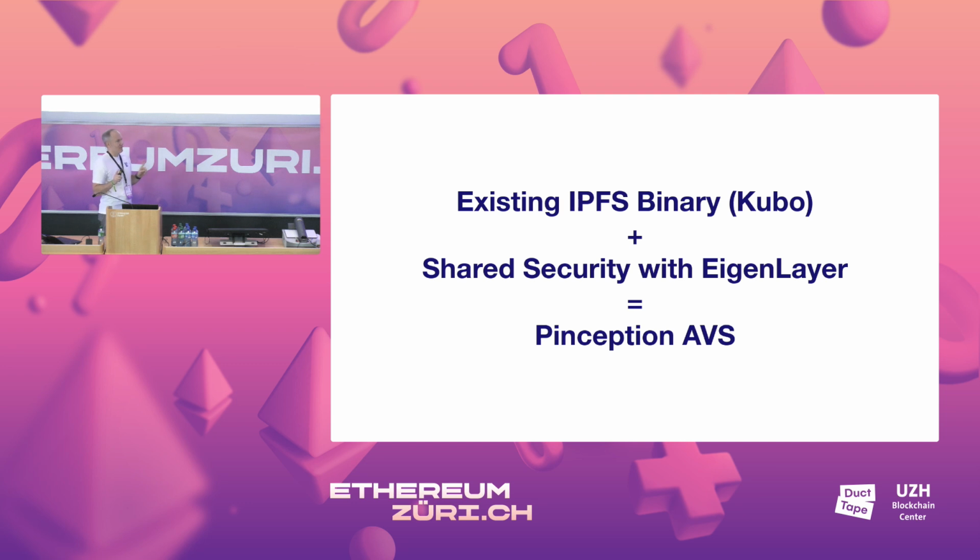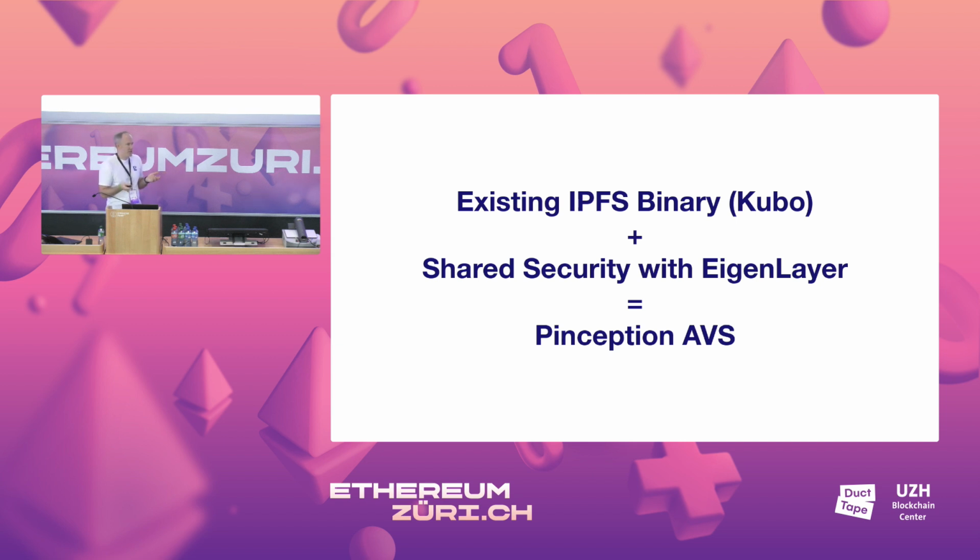And by the way, this is just a fun idea, and there are some other protocols that are implementing a similar idea. So if you're passionate about this, please take it and run with it. It's kind of a fun side hobby project. But let's say we're just going to take the existing IPFS binary, minimal effort, minimal coding, and we're going to add shared security with EigenLayer, and we're going to make an AVS out of it.